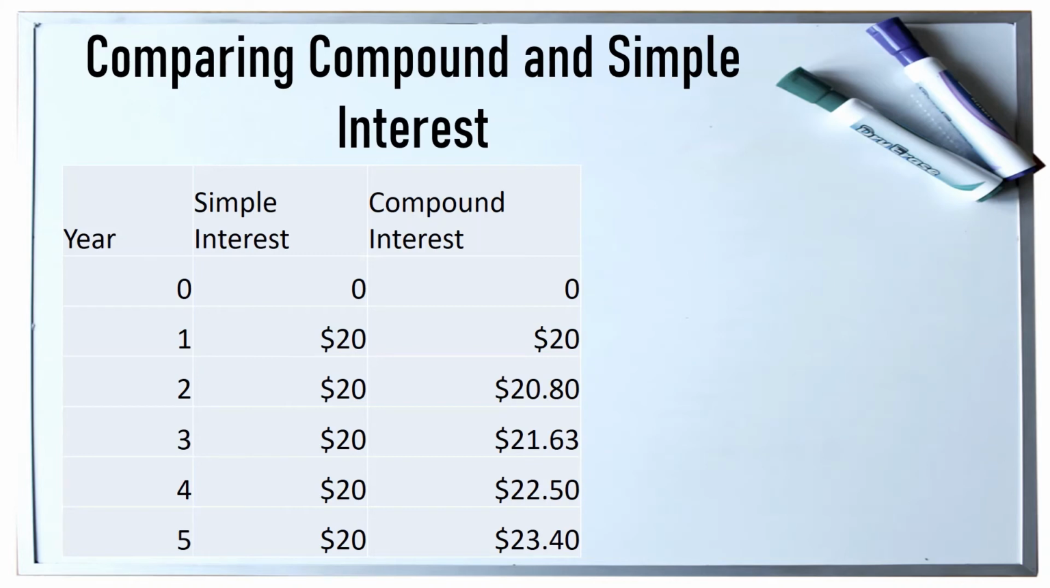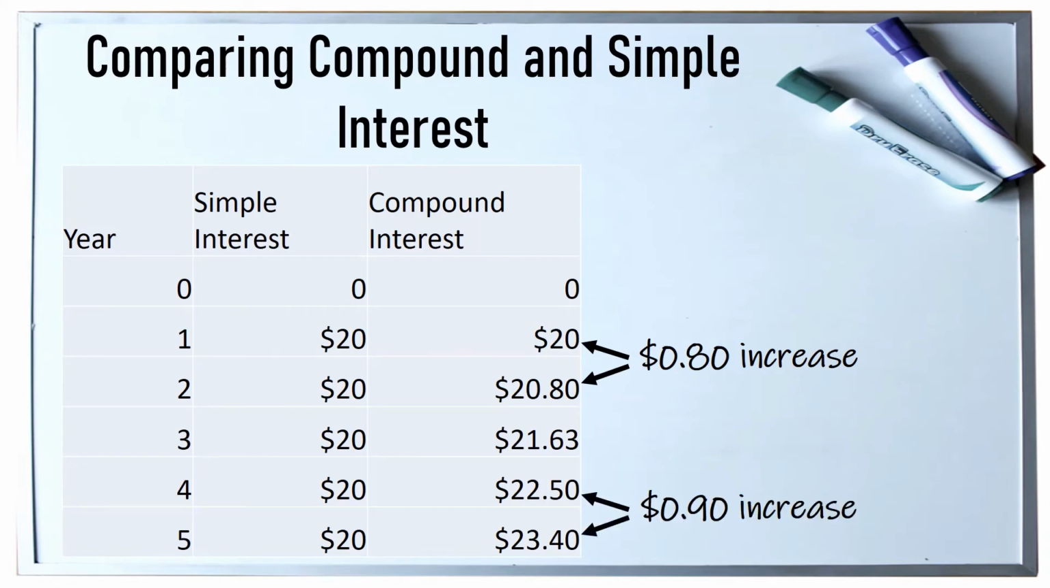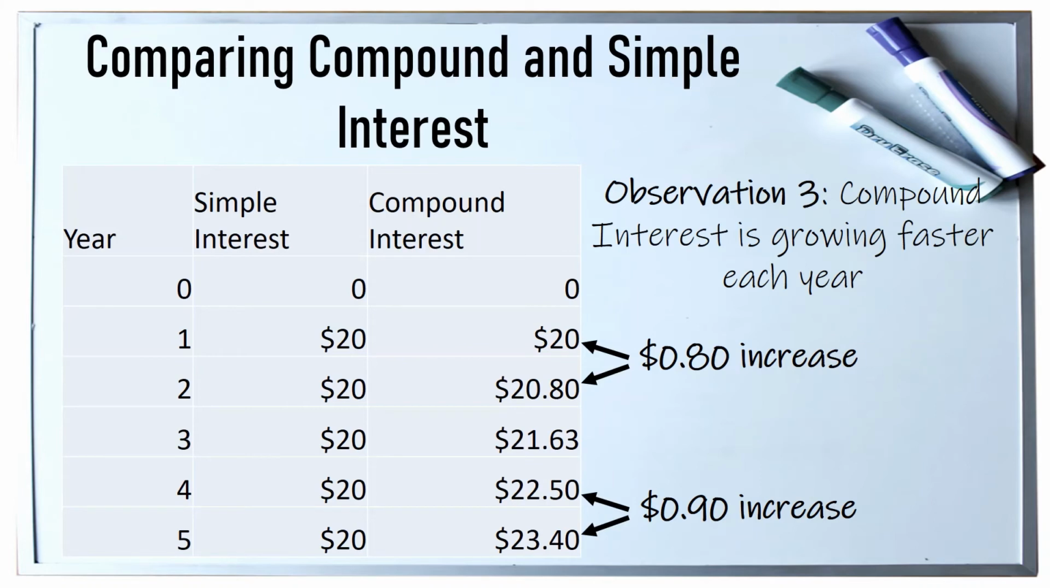I want to highlight that in a slightly different way. Between the first and second years, there was an 80-cent increase in the amount of interest earned. Between the 4th and 5th years, there was a 90-cent increase. So what this means is not only is compound interest growing, it's actually growing faster each year.